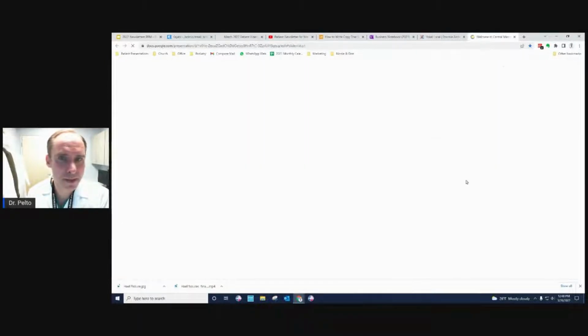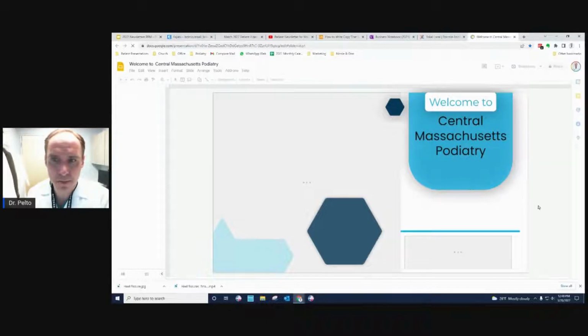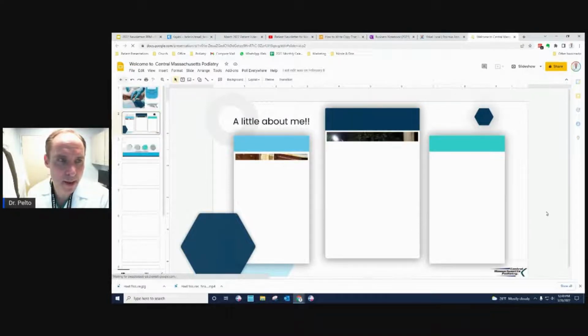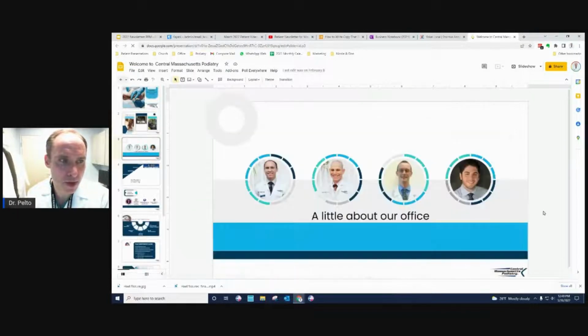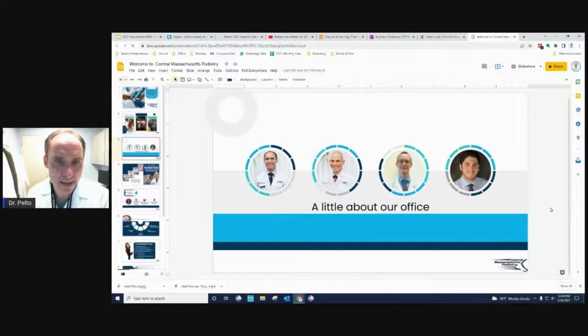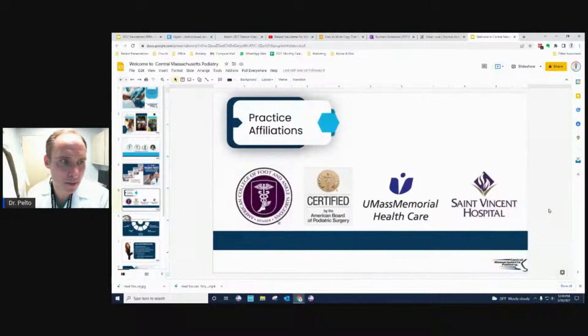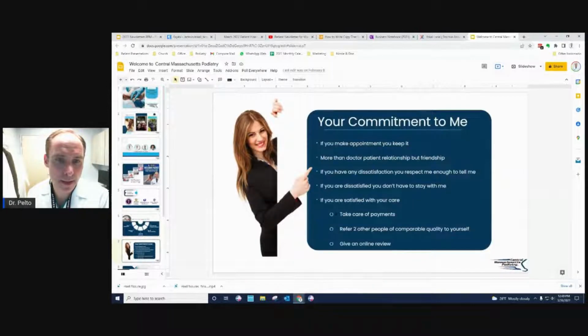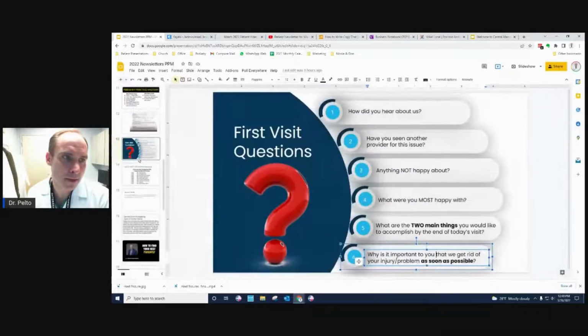If you can see here, these are the actual slides that I go through. I pull them up with patients. Welcome to Central Mass Podiatry. I show them a little bit about my family, a little bit about the other doctors here, my welcome packet, and I say I'm going to send you a copy, board certification stuff to build confidence, my commitment to them. I learned this from Patty. So my commitment to you, and then your commitment to me. And the key here is to refer to other people of comparable quality and give an online review. So that's the key for this thing that I use.